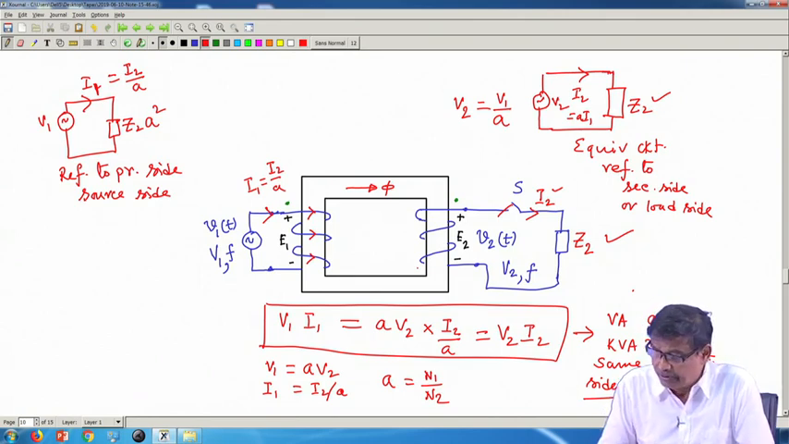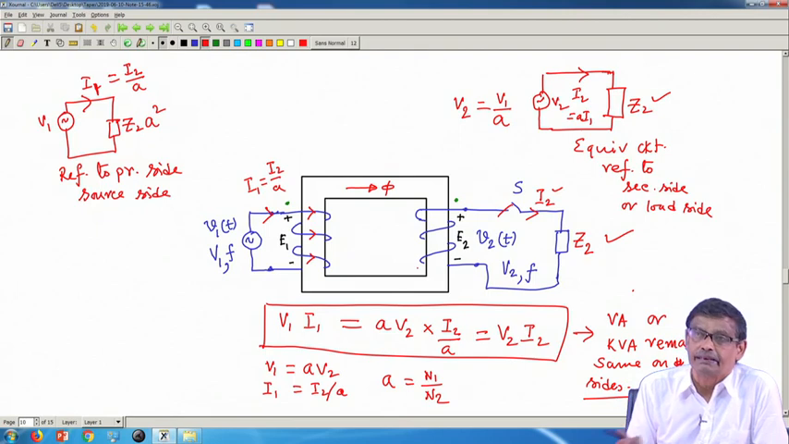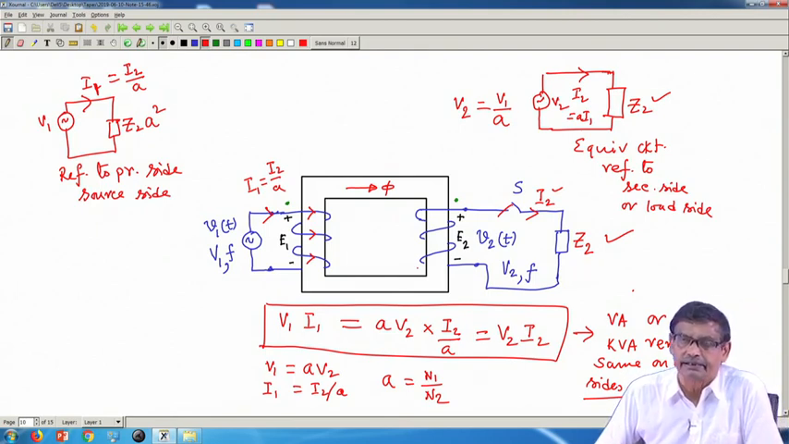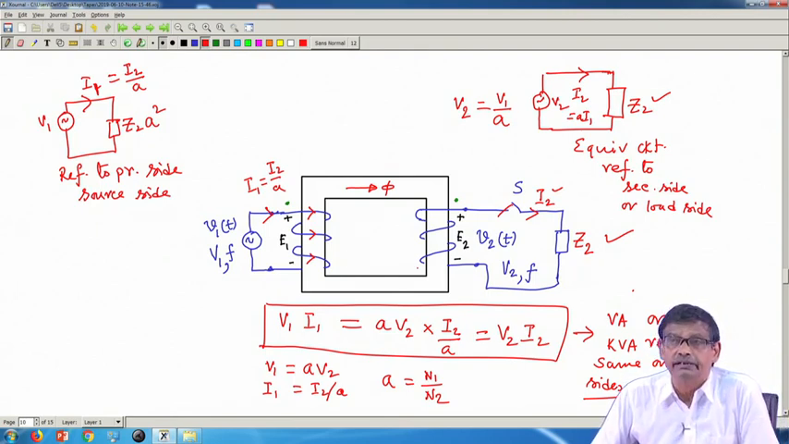And lastly, I told you that kVA remains the same on the primary and the secondary side. So we will continue with this in the next class.